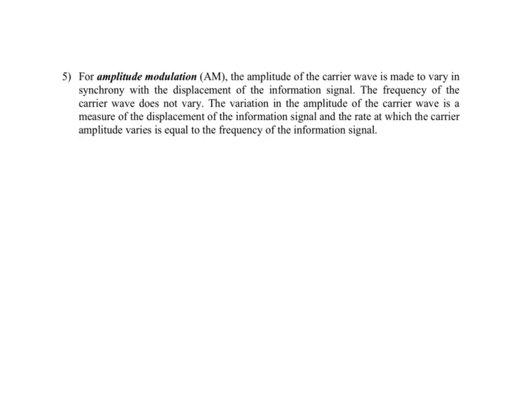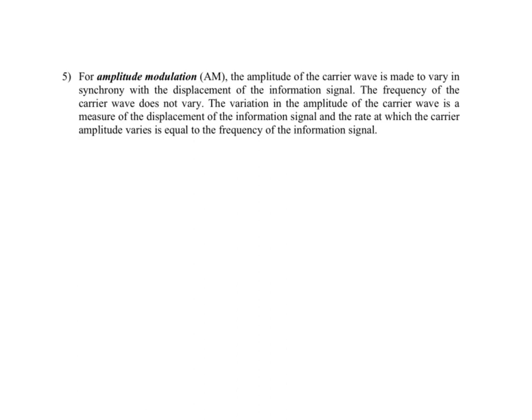That means whether you want the amplitude to be bigger or smaller, and by how much, depends on the displacement of the information signal. If it's a very positive displacement, then the amplitude becomes very big. If it's a very negative displacement, then your amplitude becomes very small. The rate at which the carrier amplitude varies is equal to the frequency of the information signal. So what does it mean?